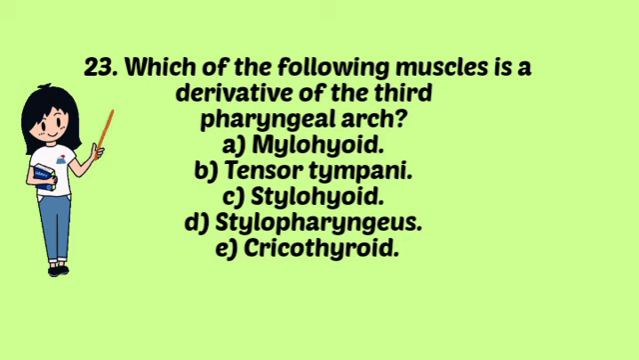23. Which of the following muscles is a derivative of the third pharyngeal arch? A. Mylohyoid, B. Tensor tympani, C. Stylohyoid, D. Stylopharyngeus, E. Cricothyroid. Option D is correct, stylopharyngeus.